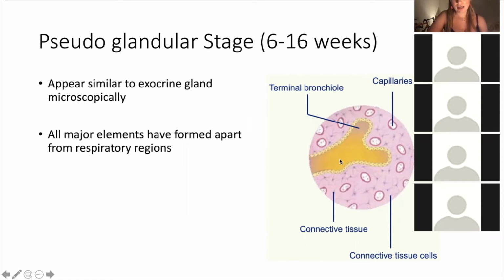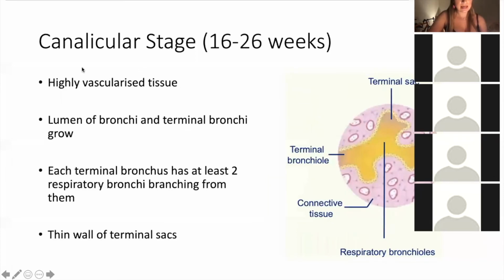So you can see on the right here, we can see lots of connective tissue cells, capillaries that are kind of floating around, and a terminal bronchiole, but there's not really much going on in terms of any interaction between the two. All major elements have formed apart from respiratory regions, so it's quite simplistic at this point. The second stage is the canalicular stage, I think that's how you pronounce it, at weeks 16 to 26.